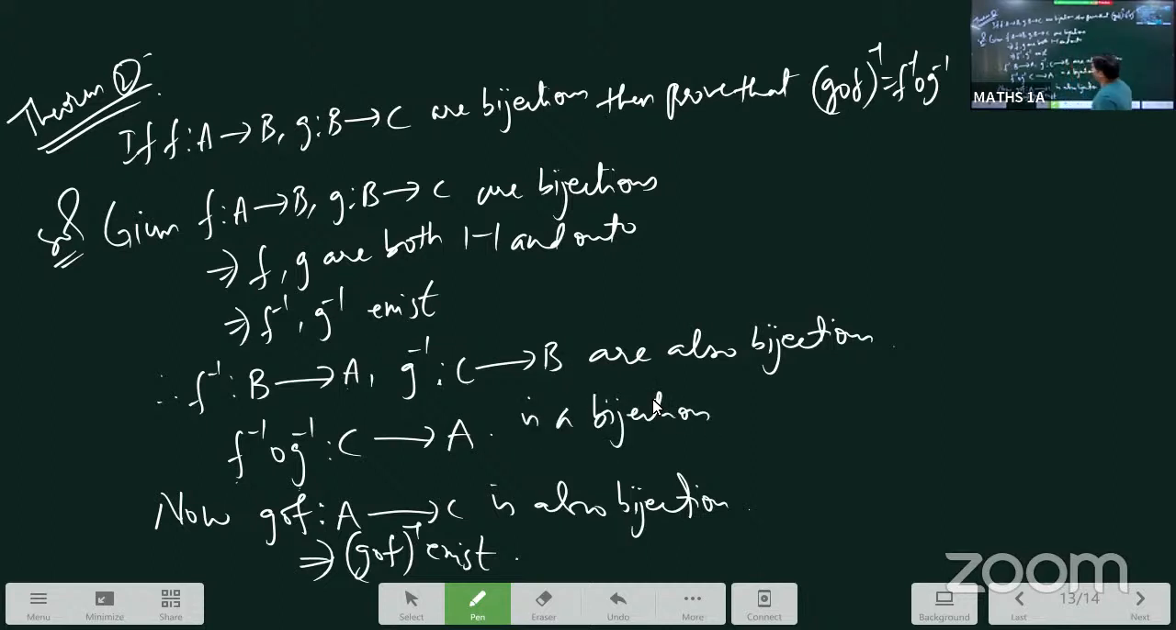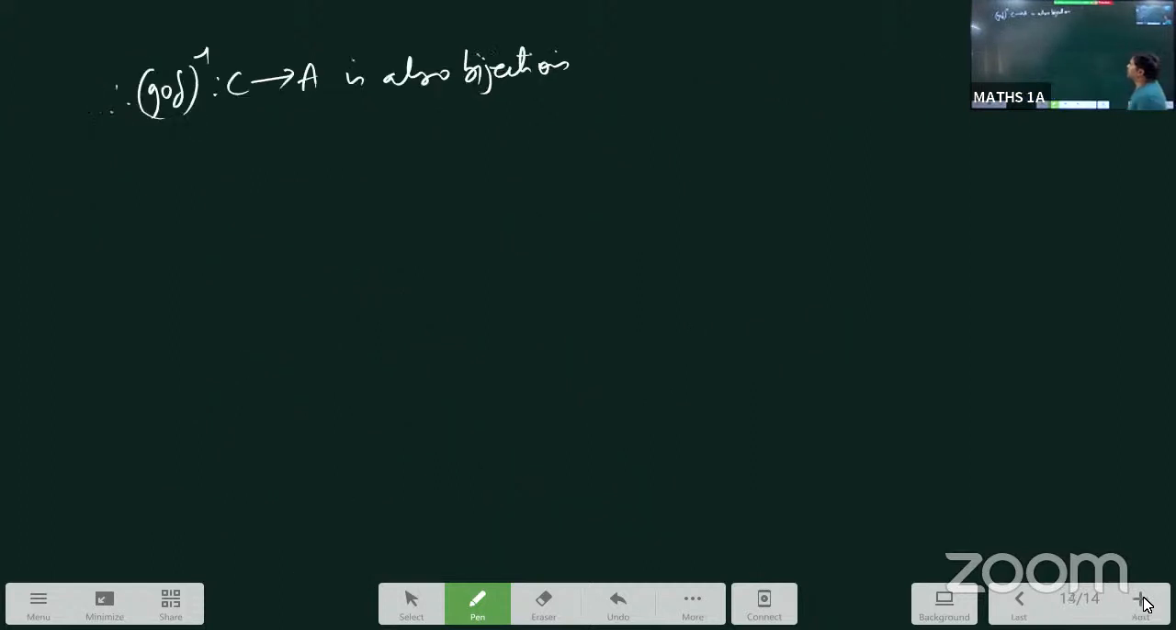Next, G circle F is mapping from A to C and is also a bijection based on your first theorem. That implies G circle F whole inverse exists. Whenever any function is a bijection, meaning it is both one-one and onto, its inverse exists. Now G circle F whole inverse is mapping from C to A and is also a bijection.